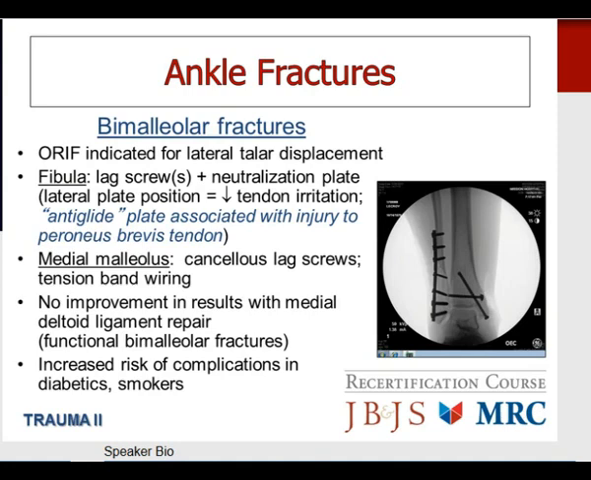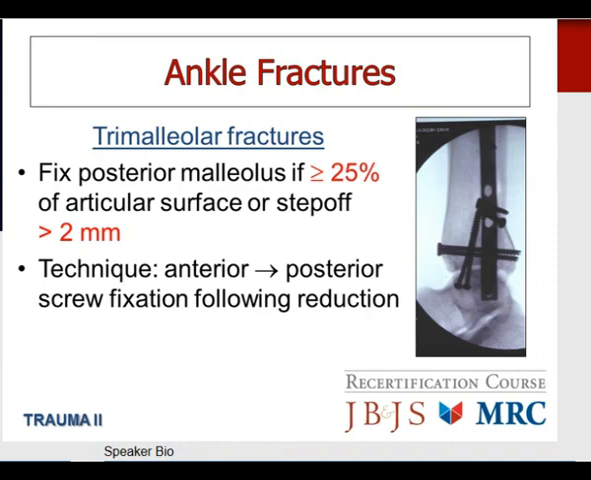For the medial malleolar fracture and bimalleolar fractures, again, cancellous lag screws or tension band wiring is typically performed. If you have a functional bimalleolar fracture, there is no improvement in the results with repair of the deltoid ligament medially. And with ankle fractures, beware of the significantly increased risk of complications in diabetics and smokers. Trimalleolar fractures, when do you fix the posterior malleolar fragment? Well, if it involves more than 25% of the articular surface or there is more than 2 millimeters of step off, the posterior malleolus should be fixed.